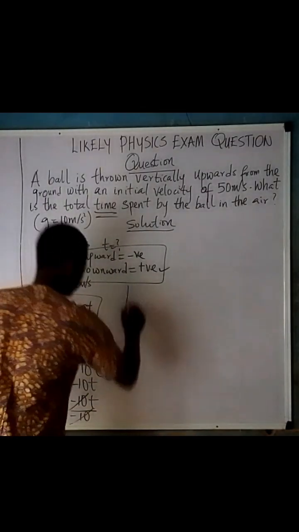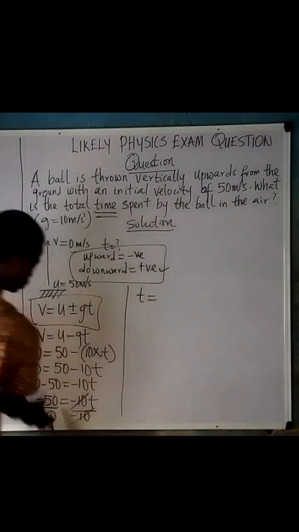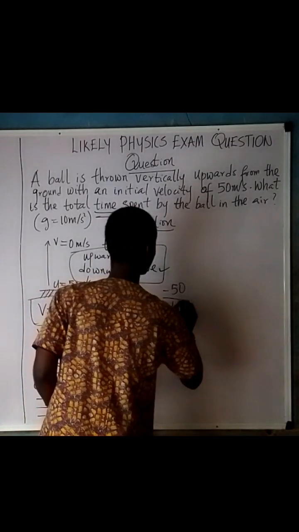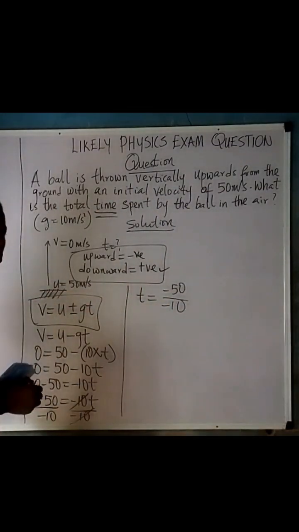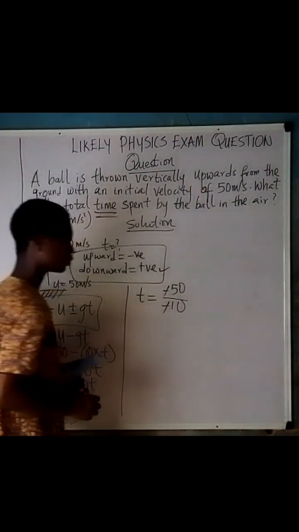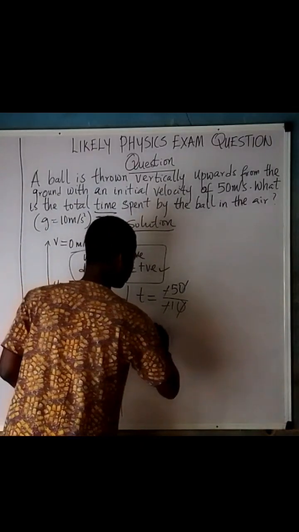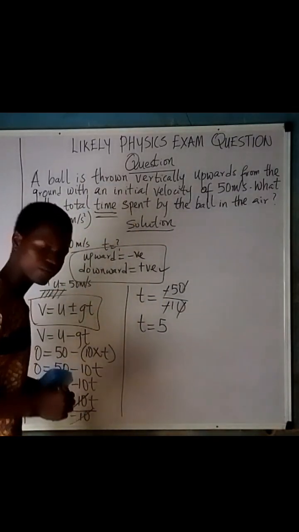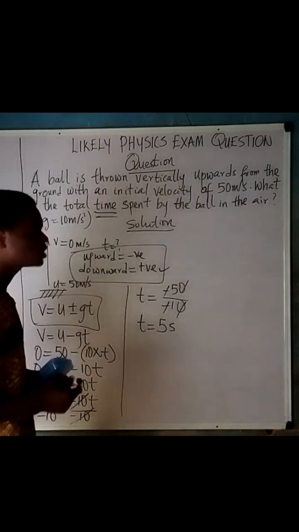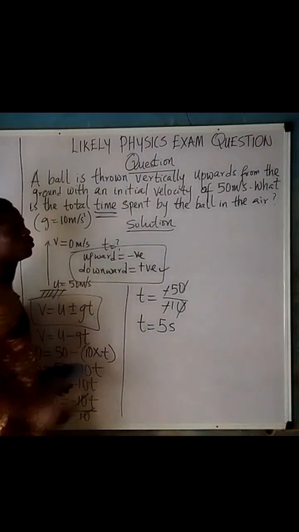Watch out. t is equal to minus 50 over minus 10. So that is basically what we have here. Now watch out, from division rule, minus will cancel minus. So 0 will cancel 0. 5 divided by 1, our t is equal to 5 seconds.